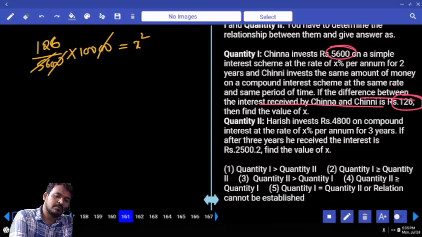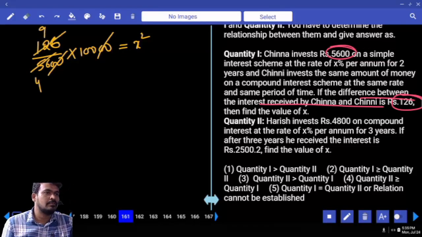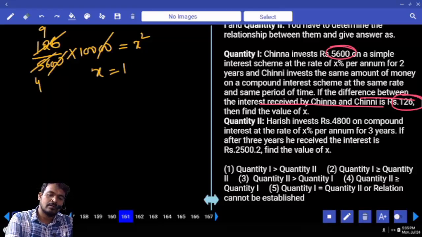14 how many times? 4 times. 14 times 9 is 900 by 4. 900 by 4 means 30 by 2. 30 by 2, then x equals 15%.